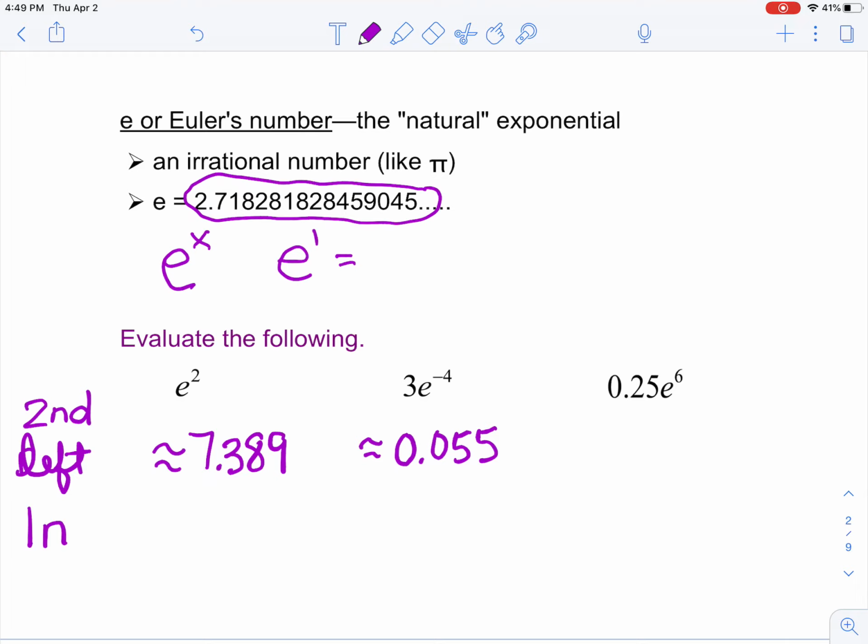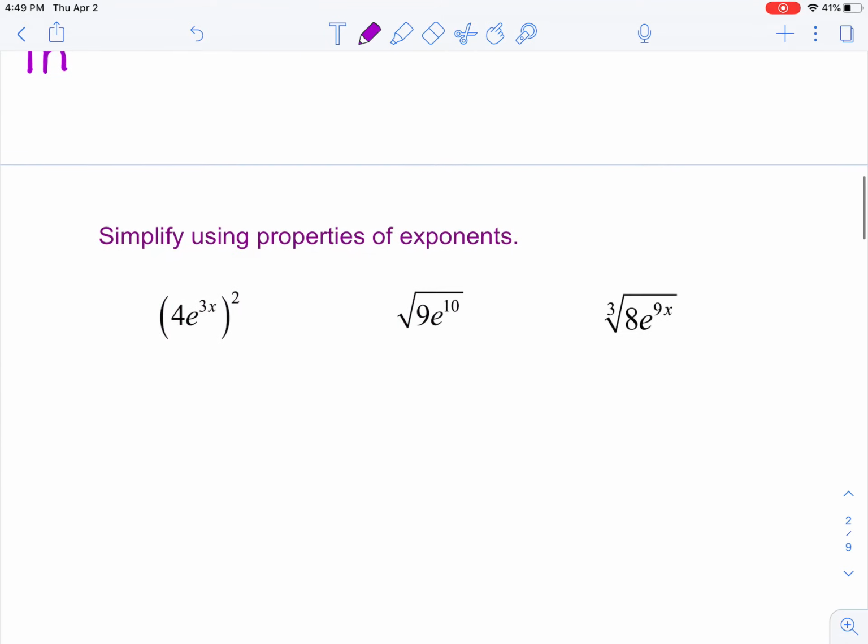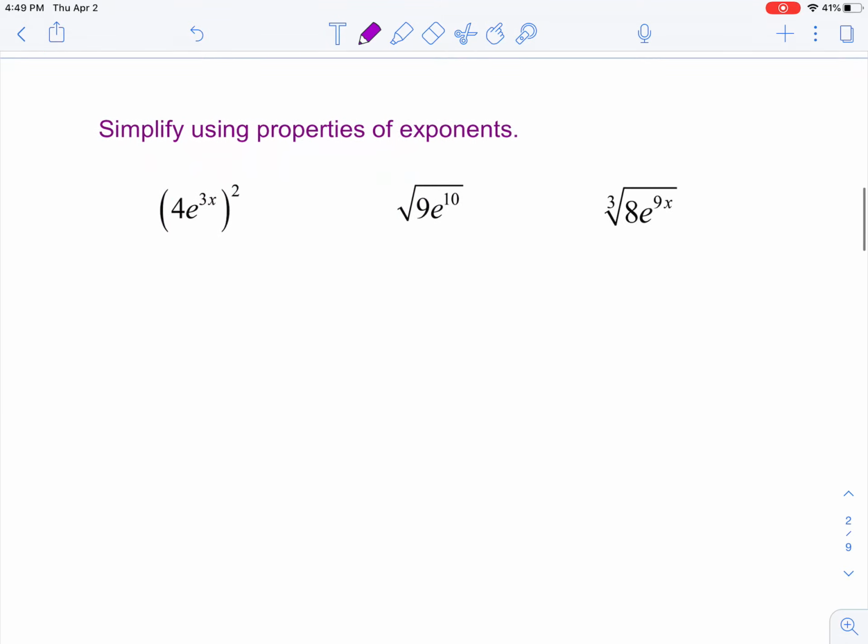And last but not least, 0.25 times e to the sixth. Do that on your calculator, and you should get approximately 100.857. Okay, make sure you are asking us questions if you are having problems with any of this. Okay, so the nice part, this is all review here, is that we are going to simplify by using properties of exponents.